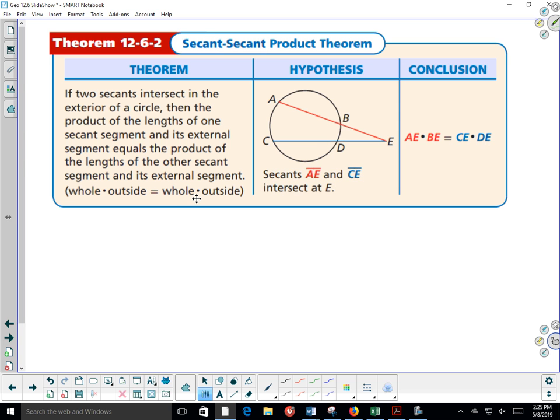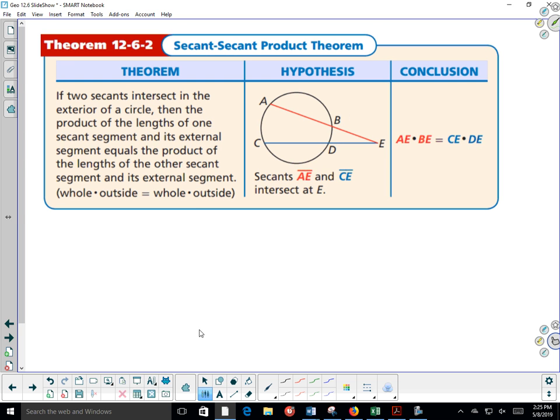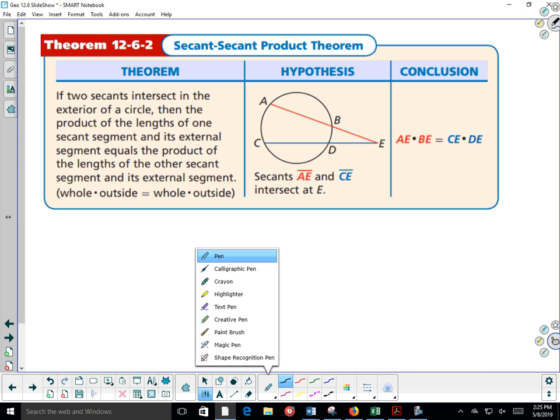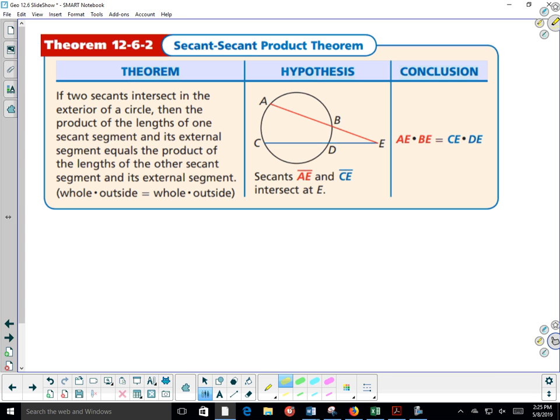And they are giving you a little clue here. Easiest way to remember this would be whole times outside equals whole times outside. That's the way to remember this.